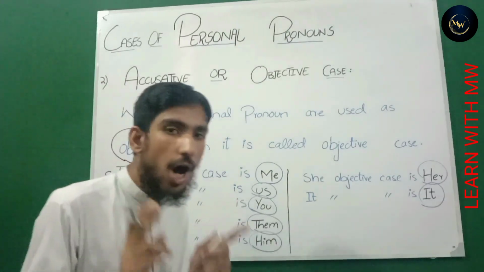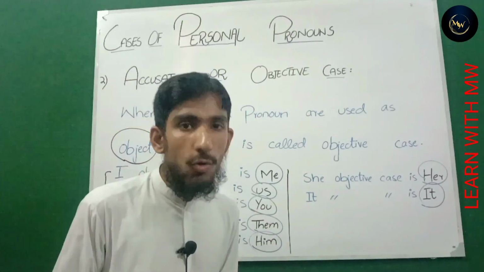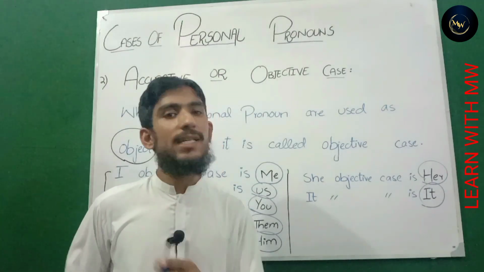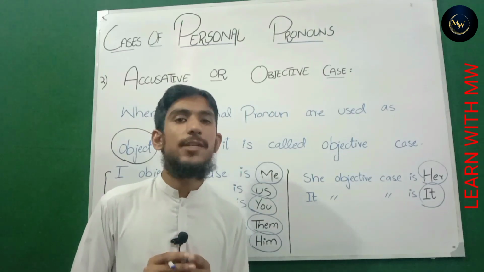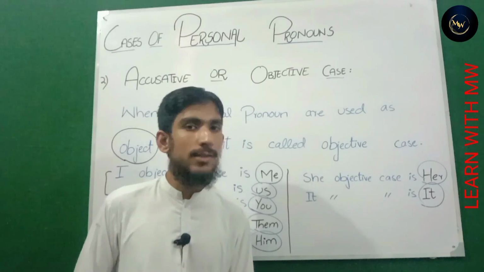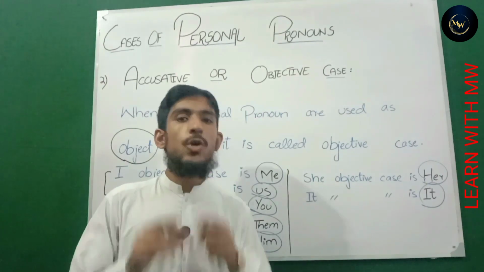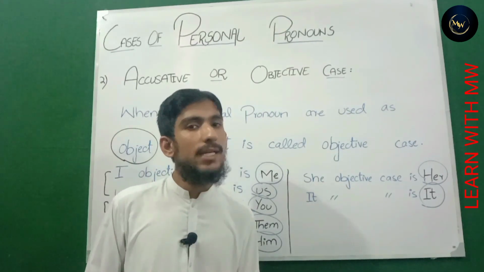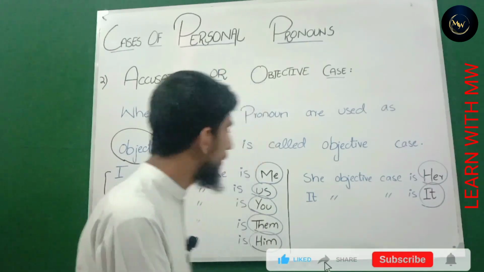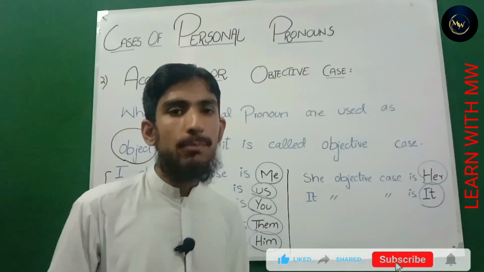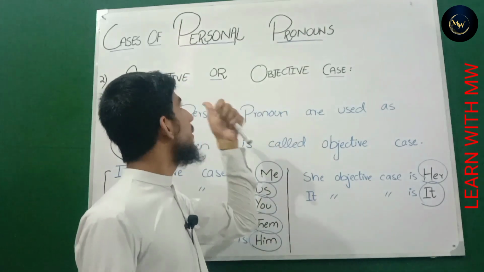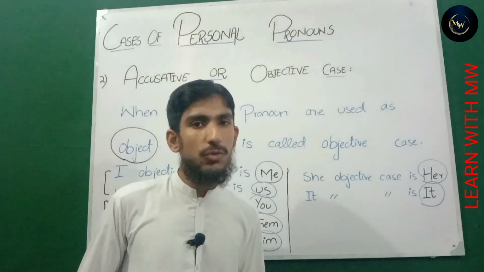They fall in the category of the accusative case or objective case because these types of personal pronouns are used as an object. So we have learned that those personal pronouns which are used as an object fall in the category of the objective case or accusative case. Me, us, you, them, him, her, it are in the accusative case or objective case.